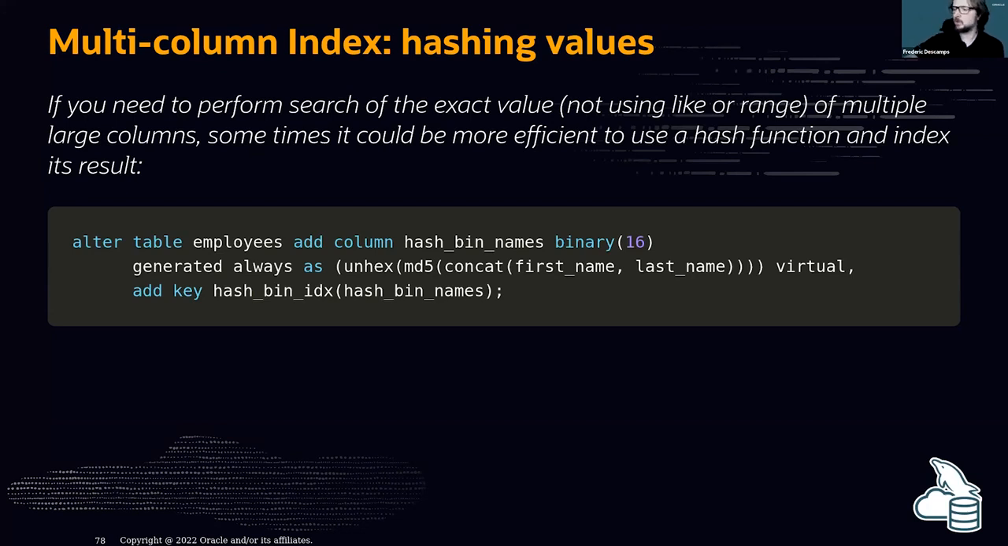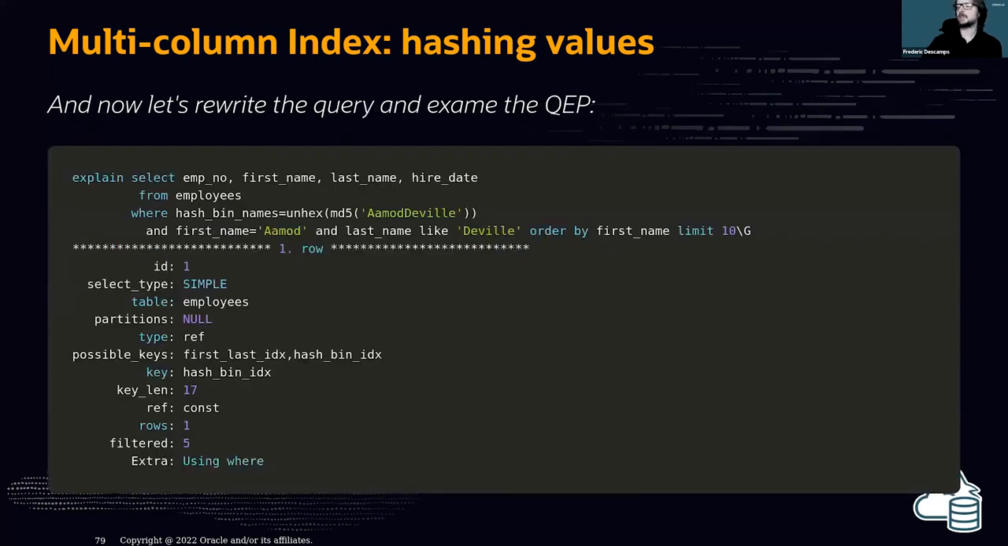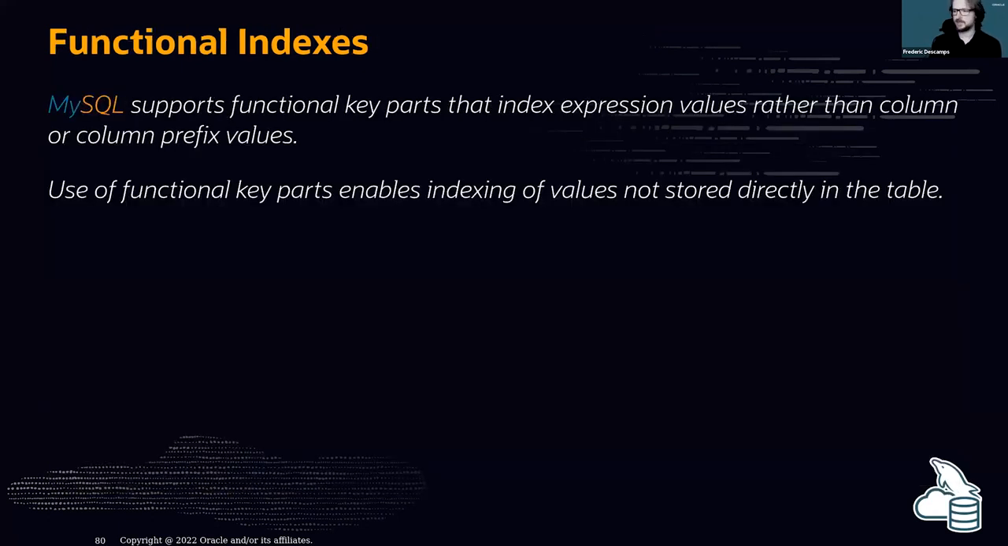So this is how we create that index. We generate an index of this hash bin name, which is the concatenation of the two. It's a virtual column where we index it, and it gives us the possibility to make it much faster. So MySQL supports functional key parts indexes. These are just expressions that we can use to index data using MySQL functions, right?